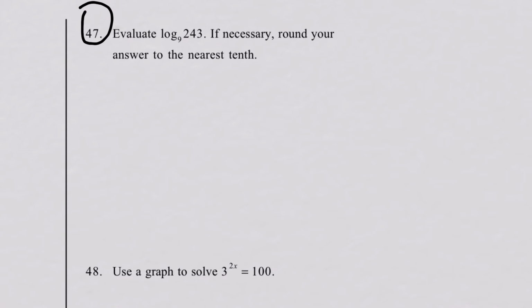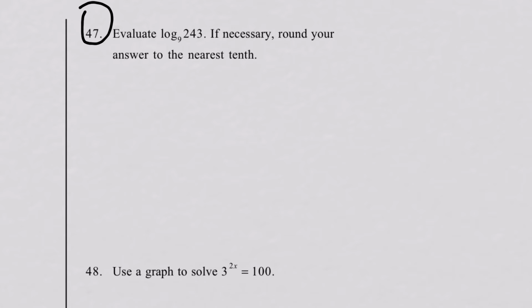Okay, the next one I'm doing is 47. It says evaluate log base 9 of 243. If necessary, round your answer to the nearest tenth, it says. So I guess we're going to have to use a calculator because it says round your answer to the nearest tenth, right? So they're basically encouraging us to use a calculator. I'm going to try not to until it's absolutely necessary. So here we go. Log base 9 of 243.